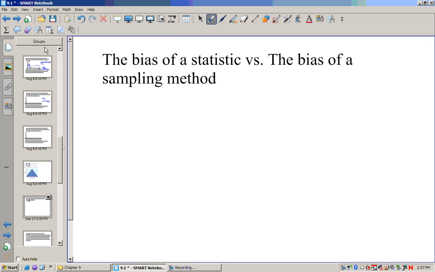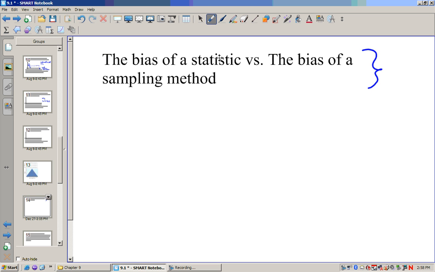All right, now we're kind of on to a new topic, or not completely new, but we're going to talk about the bias of a statistic versus the bias of a sampling method. We can have a sampling method. We learned about bias in sampling methods, where it systematically favors certain outcomes.